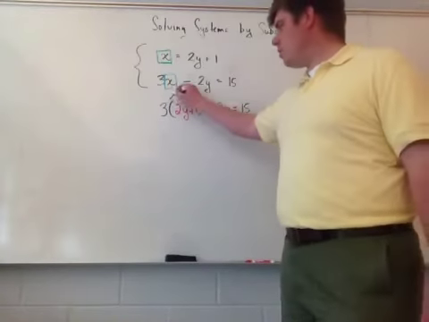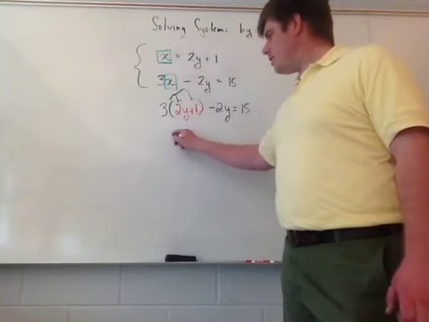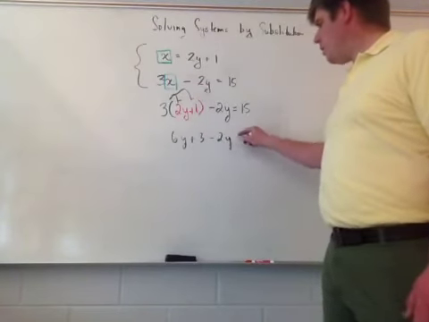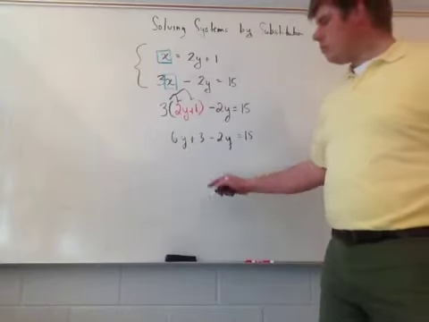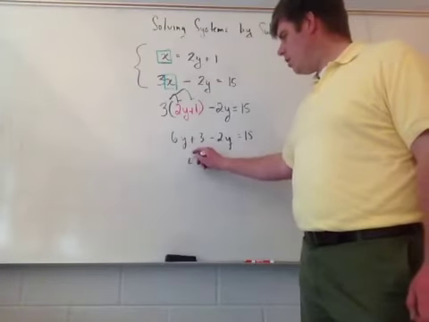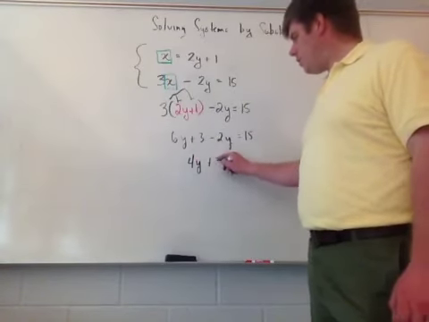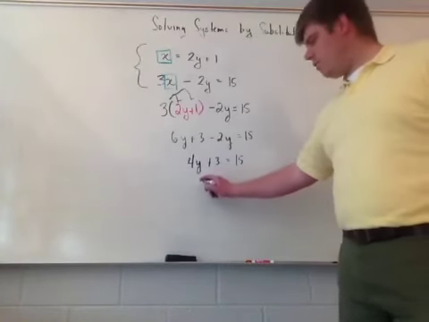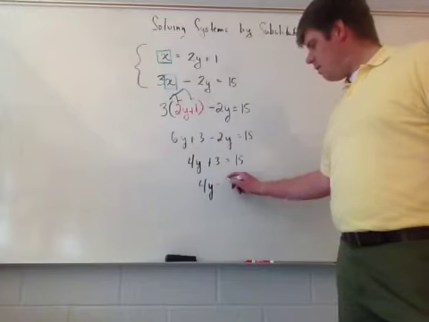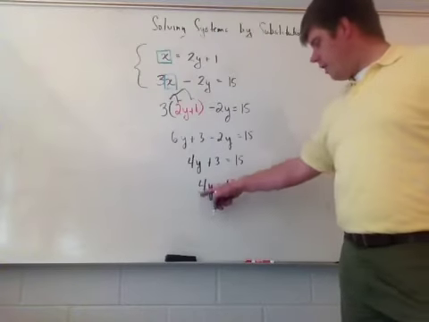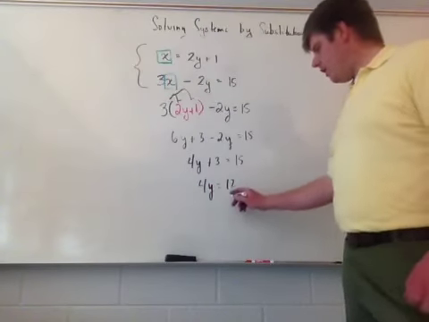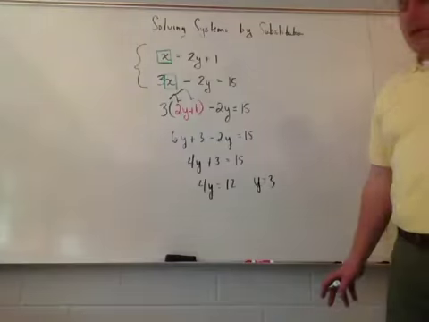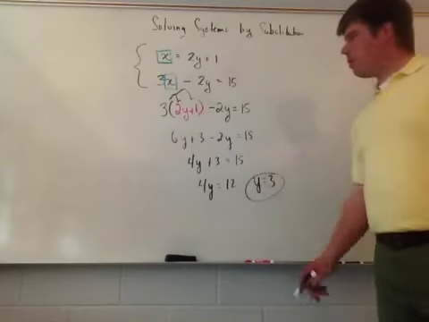So I go ahead and do my distributive property. I get 6y plus 3 minus 2y equals 15. So 6y minus 2y is 4y, plus 3 equals 15. Subtract 3 from both sides, and I'm left with 4y equals 12. Divide both sides by 4, and I have a final answer of y equal to 3.